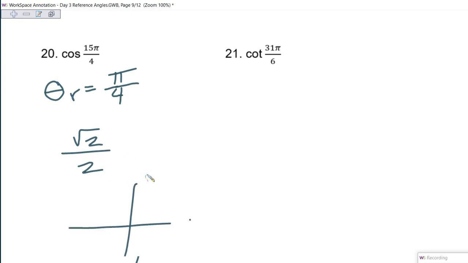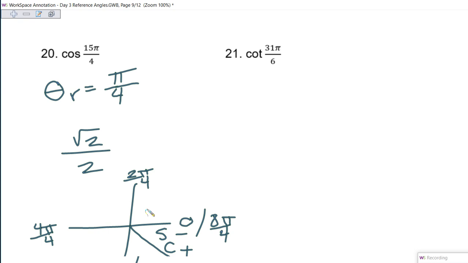Well, this would be 0 pi over 4. This would be 2 pi over 4. 4 pi over 4. I'm not going to keep labeling these. I'll stop in just a second. So this would be 6 pi over 4. Over here would be 8 pi over 4. This would be 10 pi over 4, 12 pi over 4. If this is 14 pi over 4, that means 15 pi over 4 terminates in quadrant 4. So if I'm in quadrant 4, I know the sine is negative, the cosine is positive. So should my answer be positive or negative? Yes, cosine is positive in quadrant 4.